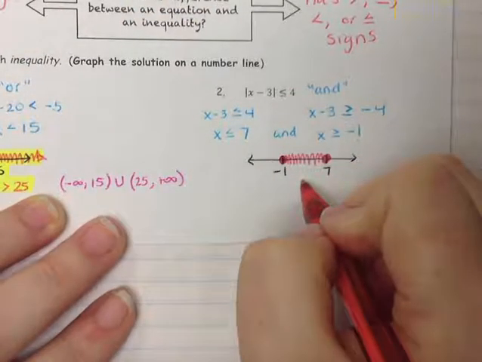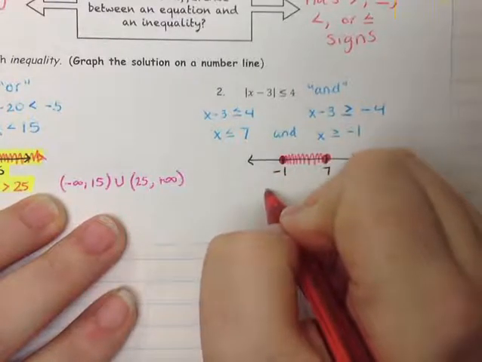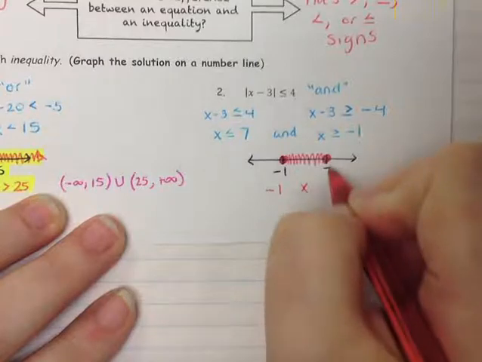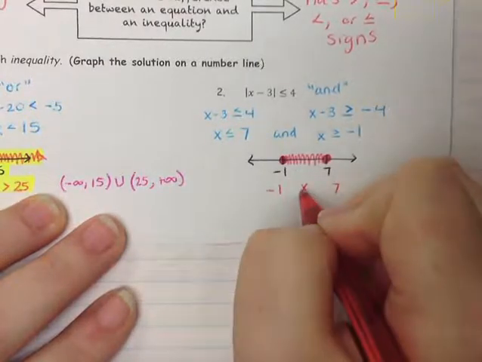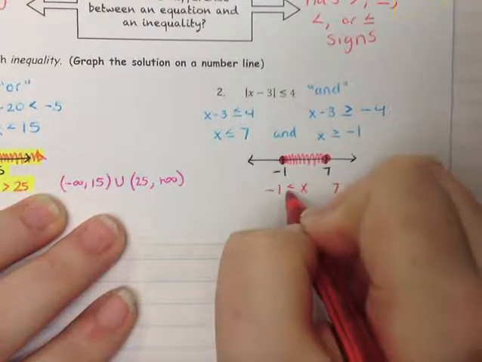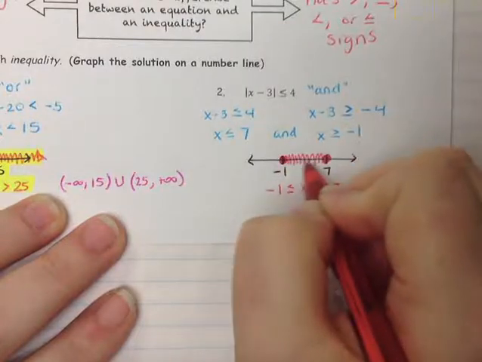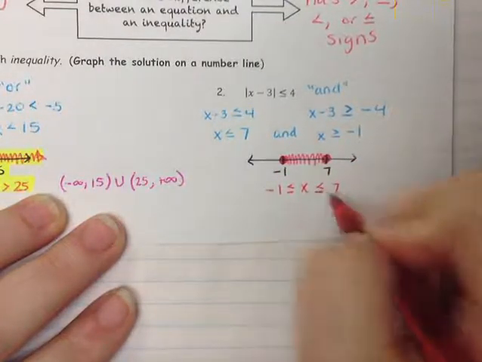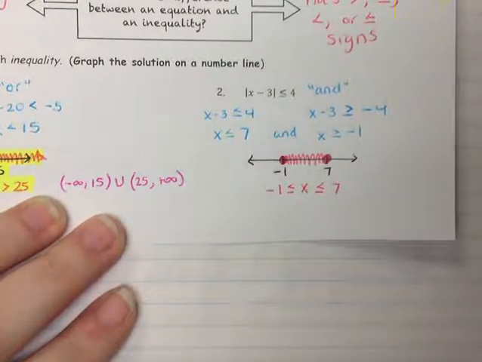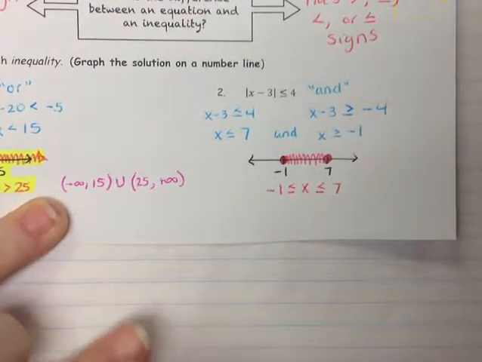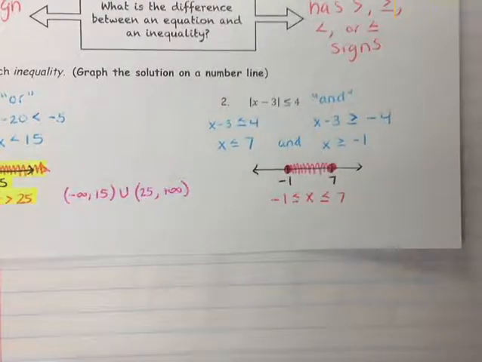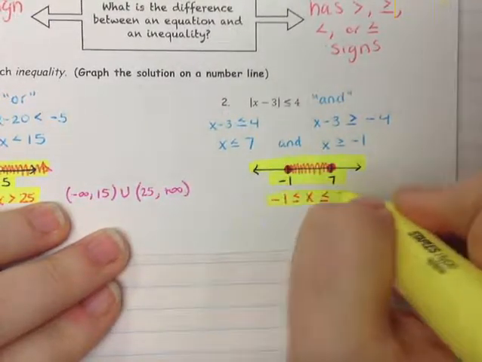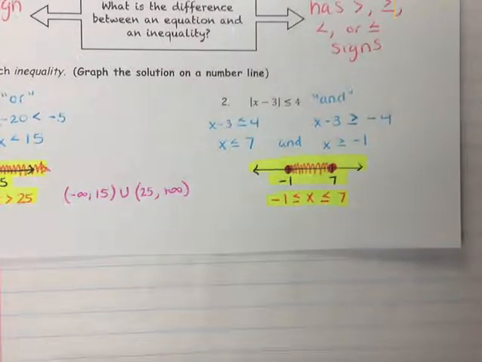So to write our answer in the correct notation, we start with the negative 1. All of our values are in between the negative 1 and that 7. All the x's are greater than or equal to that negative 1 because it's towards the right, but all the values are smaller than or equal to that 7. So that's how we write it in the correct notation. I'm going to highlight the number line as well as the red part.